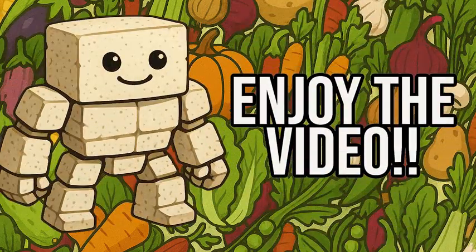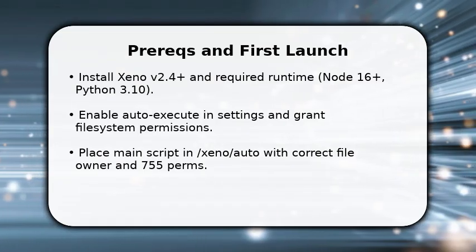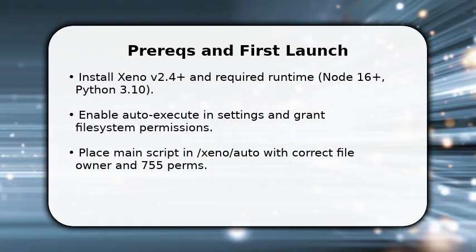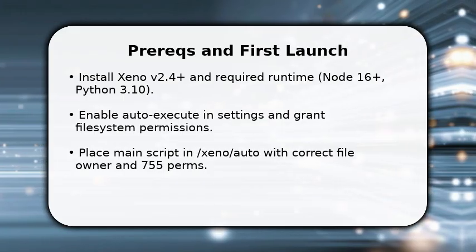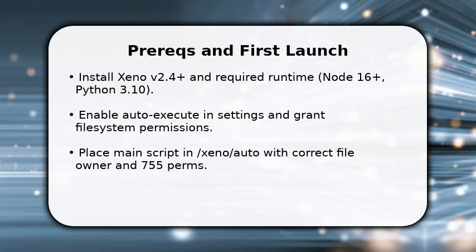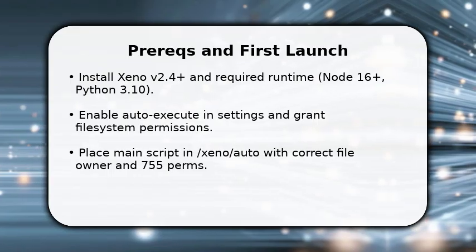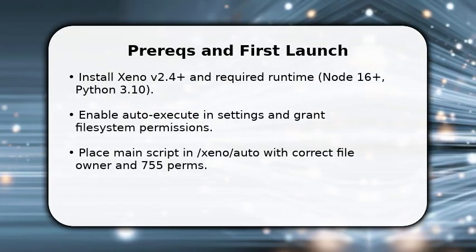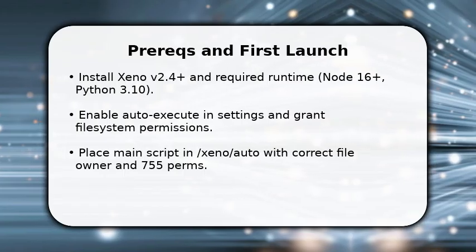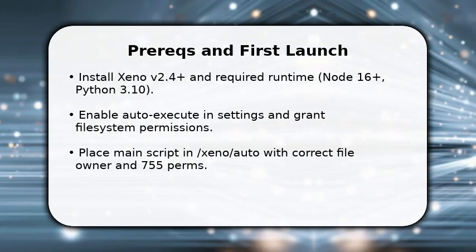Please enjoy the video. You start by confirming prerequisites: Xeno version 2.4 or later and the proper runtime installed. Once done, open Xeno and enable Auto Execute in Preferences, then grant file system access so Xeno can read scripts. Next, move your primary script into the /Xeno/auto folder and set ownership and permissions to 755. This ensures the engine can run it.